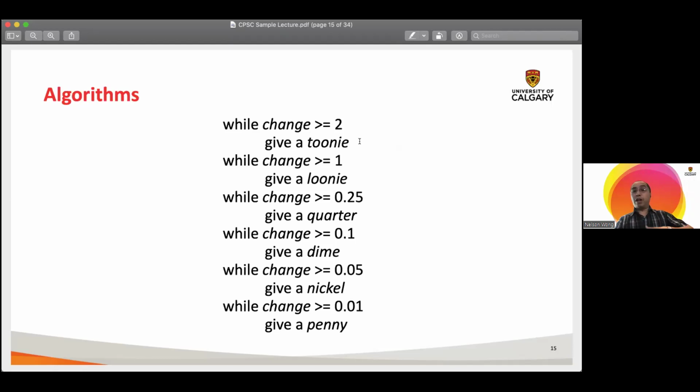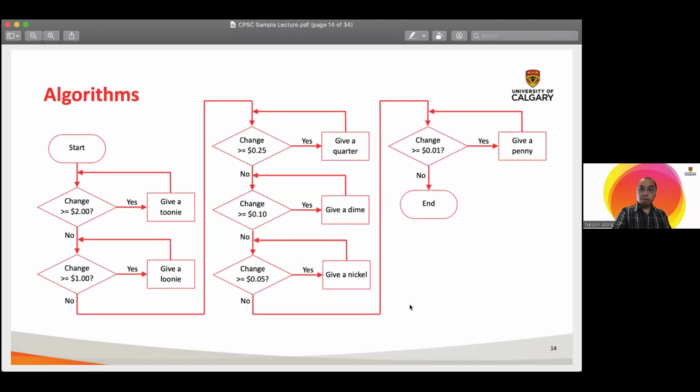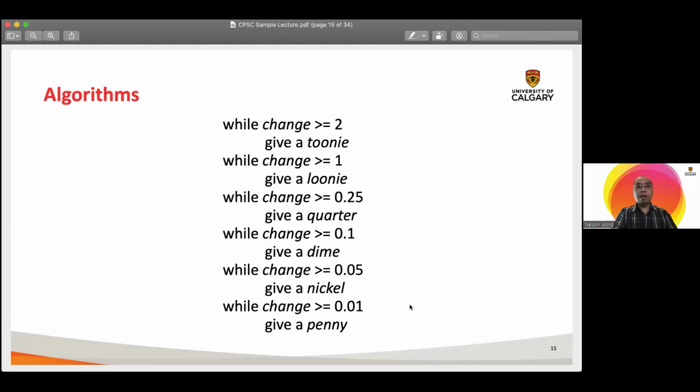If it is, I give another toonie. And we keep on doing that until this is no longer true, okay? Unless the change is less than $2, then we give $1 loonie, and then we continue on. So the idea is the same as this, but it's just showing in different ways, okay? One in terms of flowchart, another one in terms of text, right?